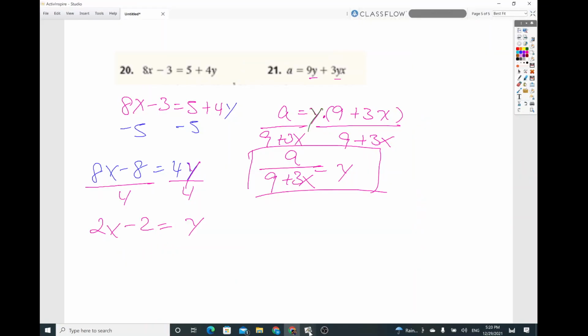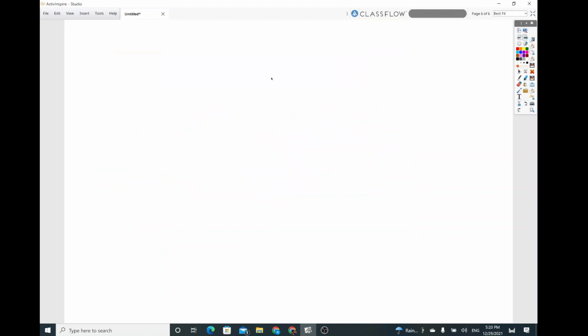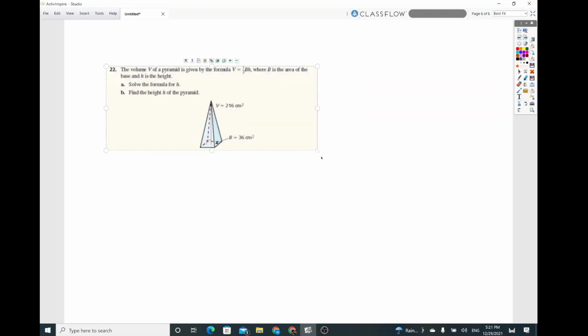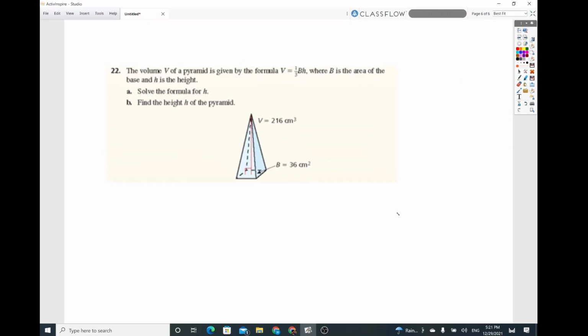Okay, so let's just put it out here. This one's kind of like a geometry word problem. The volume of the pyramid is always given by the formula V equals 1/3 times capital B times H, where capital B is the area of the base and H is the height. Solve for the formula for H.